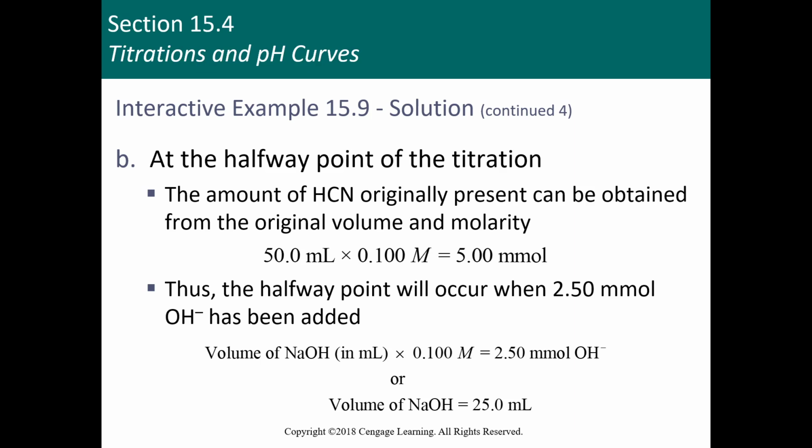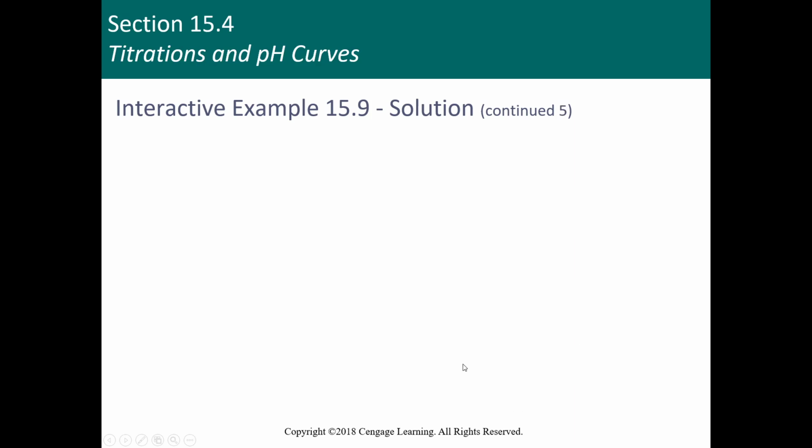Now, another way of looking at that is going to be when you've added 25 milliliters of the NaOH, because that is 0.1 molarity, right? And again, that would just be solving this equation right here. The volume times the concentration equals the millimoles, right? So we divide over that 0.1, and we get 10 times 2.5, which is 25 milliliters. Why did I get 10 times? Well, that's what 1 divided by 0.1 is, isn't it?